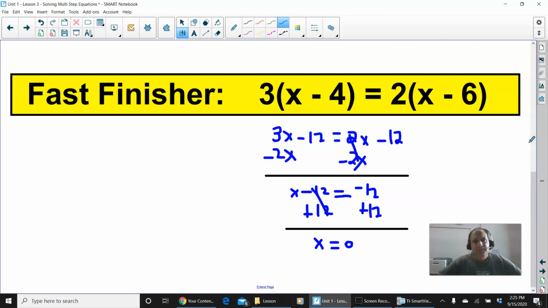Alrighty, here we go. So we have 3 times x is 3x, 3 times negative 4 is negative 12, equals 2 times x, which is 2x, 2 times negative 6 is negative 12. Subtract 2x on both sides, you get x minus 12 equals negative 12. Add 12 on both sides, you get x equals 0. And that's the fast finish. I hope you got that.